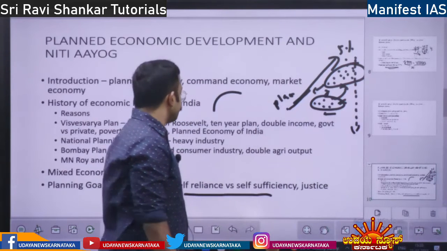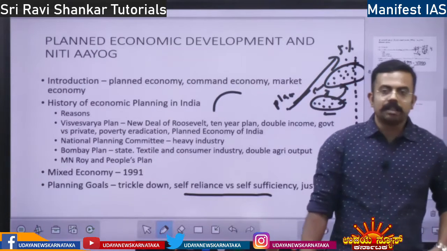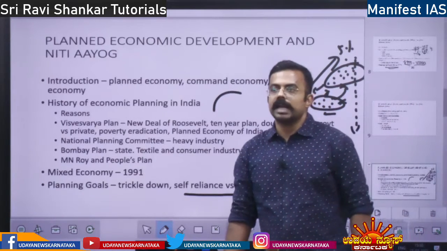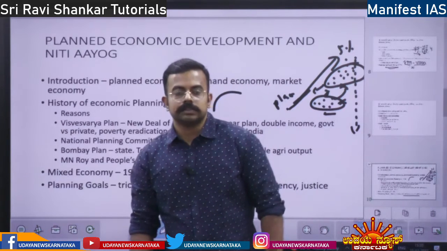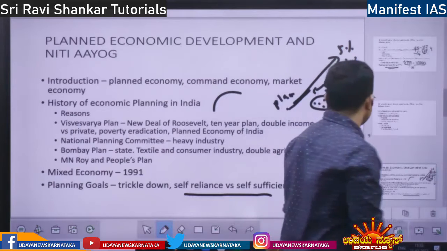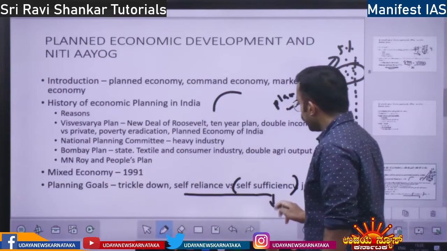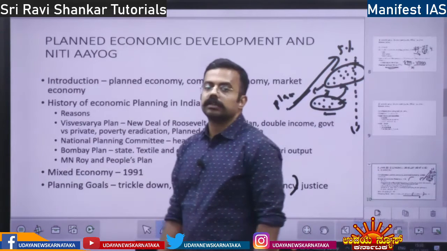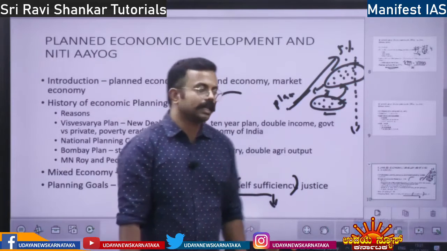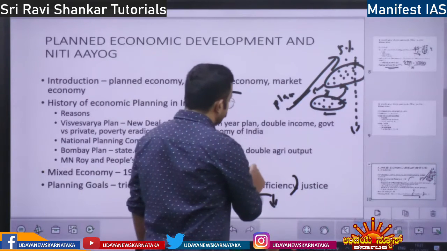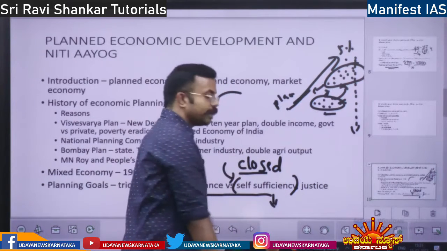Next, self-reliance versus self-sufficiency. So under Atmanirbhar Bharat, we say we are self-reliant. What is the difference between self-sufficiency and self-reliance? Self-sufficiency means we have all the resources. We have everything we want. We don't want anything from any part of the world. That is why India before 1991 was called a closed economy, because then they thought they were self-sufficient.